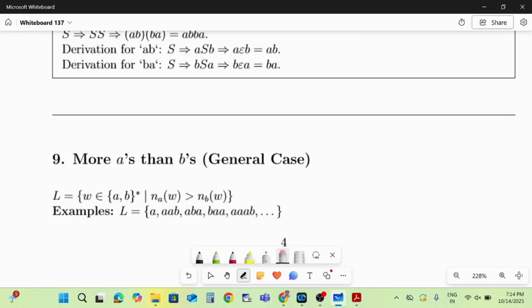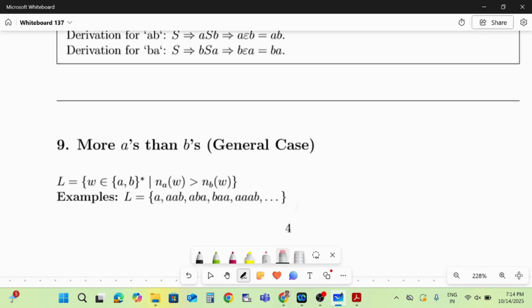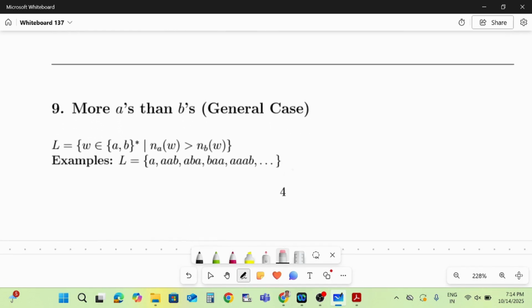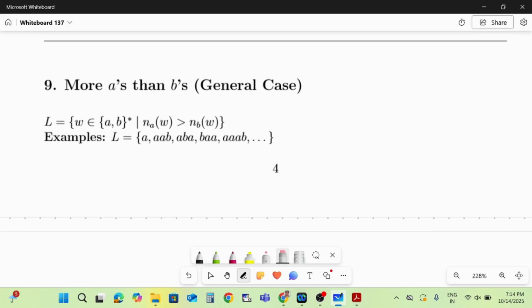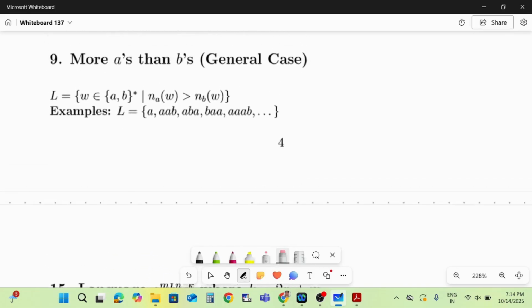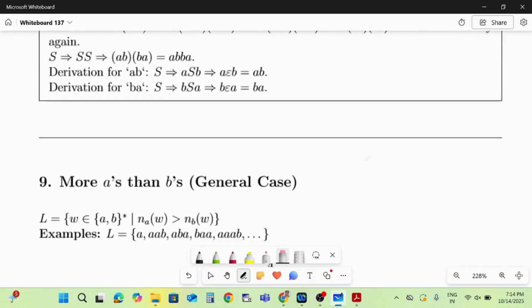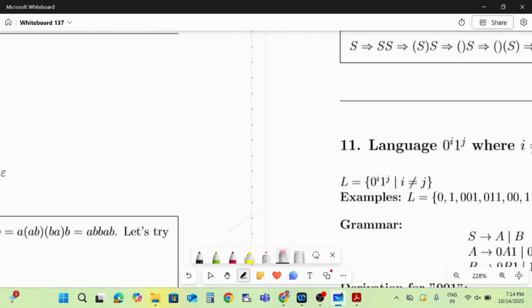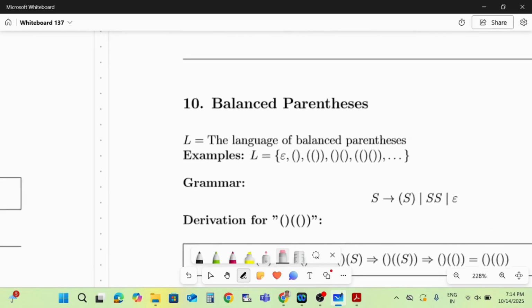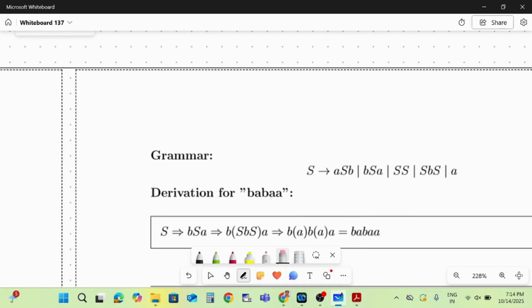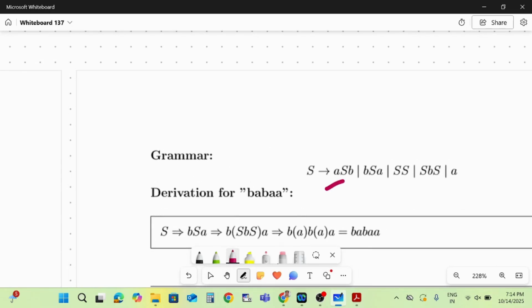Now we will see one more example, more A's than B's. This is a very simple way of doing it. How should we do more number of A's? First let us write the conditions of equal length of A's and B's. Here you can see the grammar for the ninth one, more number of A's than B's. First let us write the grammar for equal length of A's and B's. Equal length of A's and B's is ASB, BSA, SS.